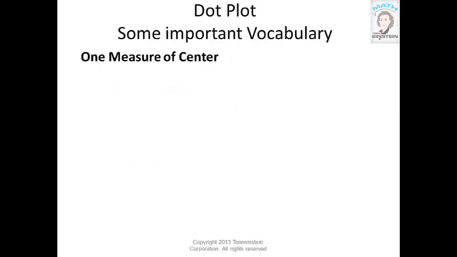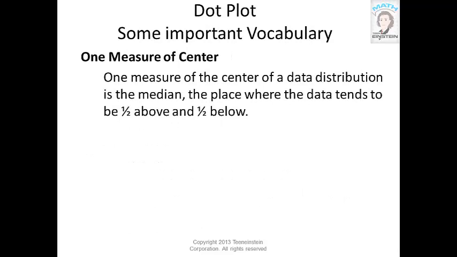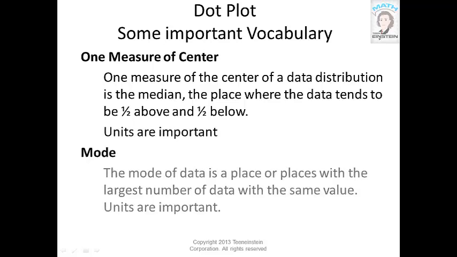Some more vocabulary. One measure of center. Median is one of the measures of the center. It is exactly in the middle. Half of the data is below the median and half of the data is above the median. Here also units are important. Mode. The mode of a data set is the place or places with the largest number of data with the same value. That means which number is repeating most of the time. The number repeating most of the time is called the mode.